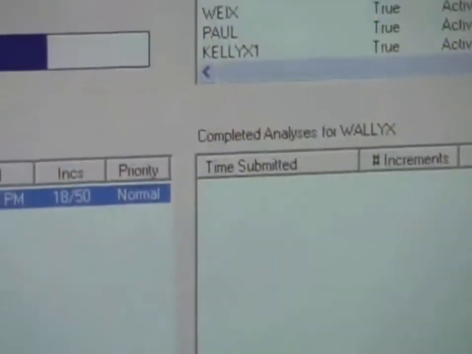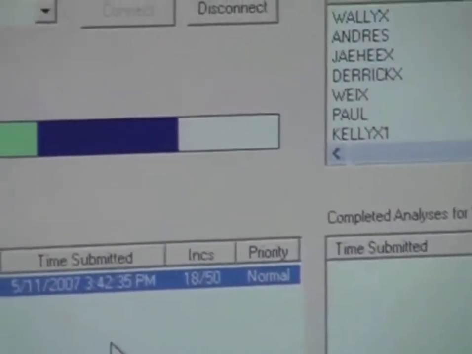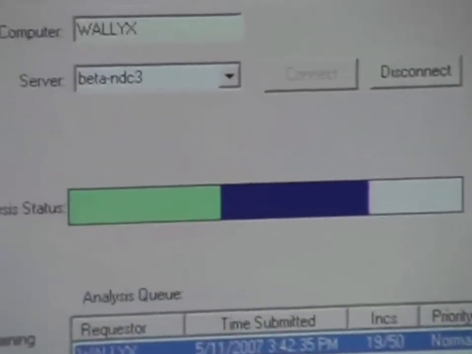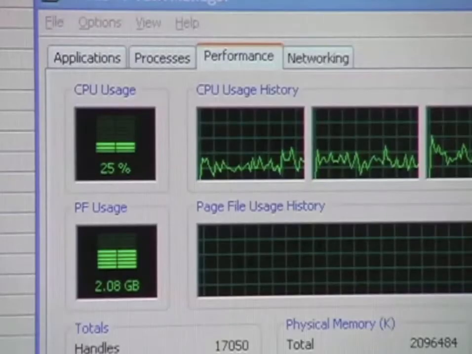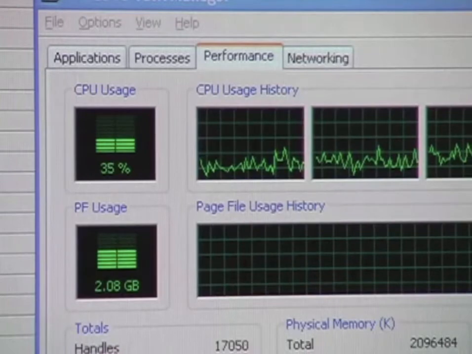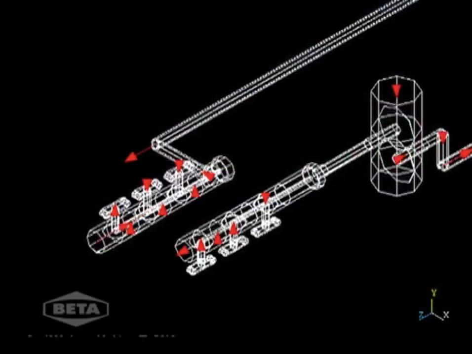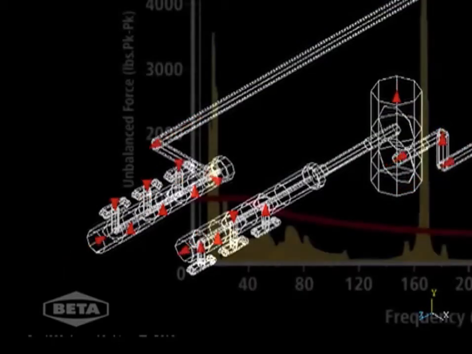For modeling pulsations, we recommend using time domain analysis. This type of algorithm is more accurate than the older approach that uses frequency domain analysis. Beta pioneered time domain analysis in the 1990s and employs this technique on all pulsation studies.